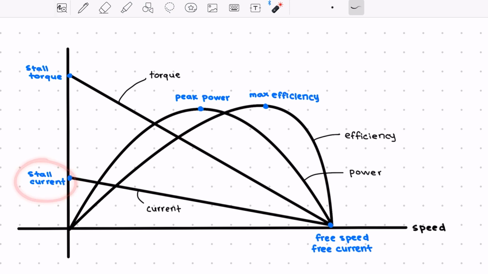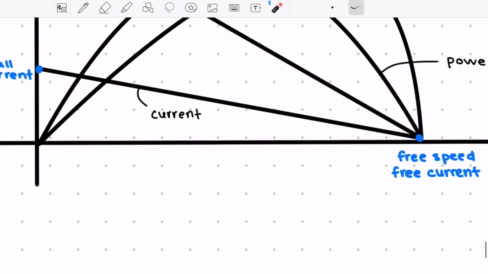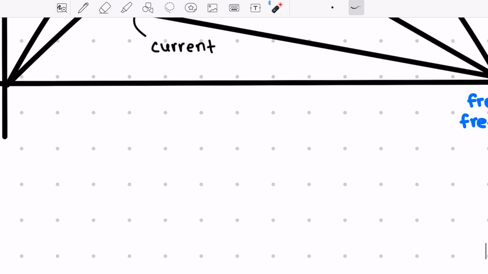Next is stall current. Stall current is the maximum current that a motor is ever going to draw. It's again measured when RPM is 0 and when the motor has torque. It's the point where the most waste heat is generated. Free speed is the fastest angular velocity that a motor is capable of producing. It's calculated when the load on the output shaft is 0.